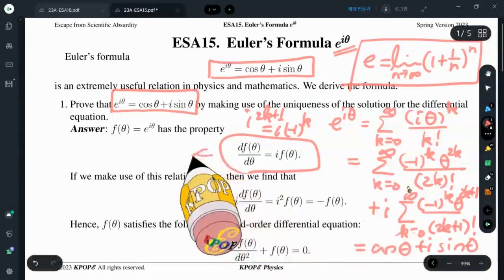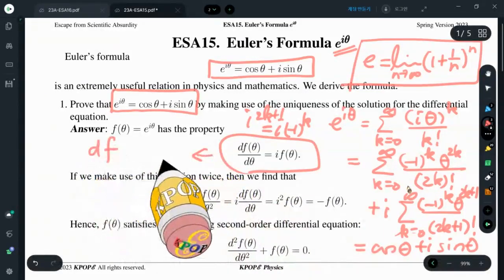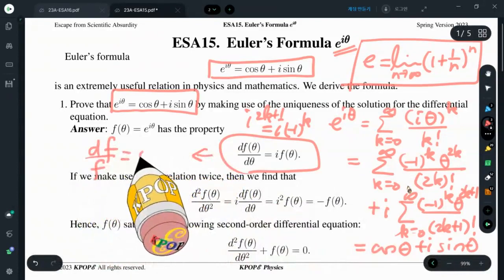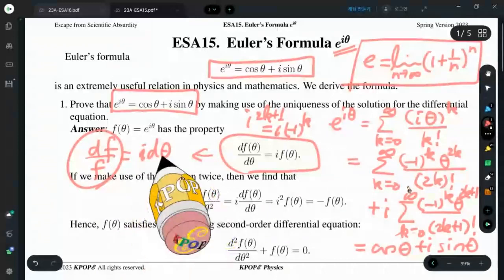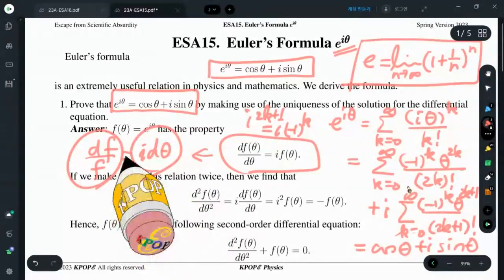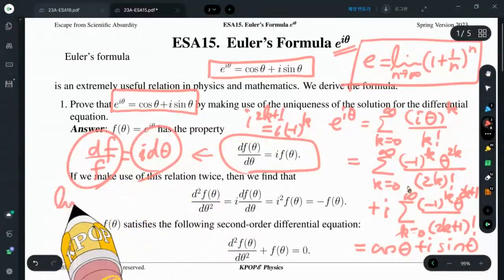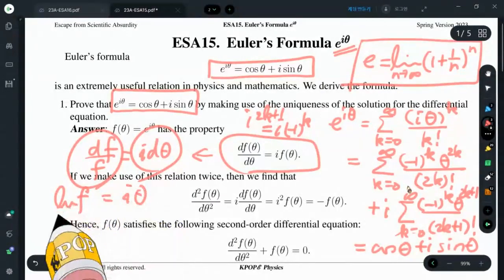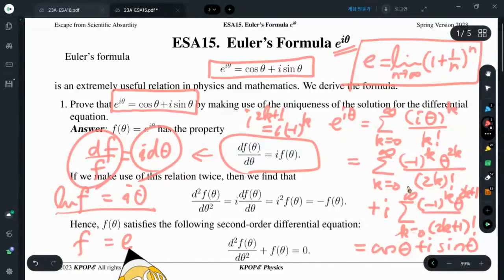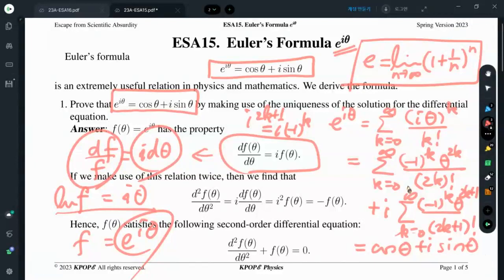For example, df over f becomes i d theta. This depends on f only, and this depends on theta only. If we integrate, it becomes a log; it becomes i theta. The inverse function of log is nothing but the exponential. This is a very simple proof.